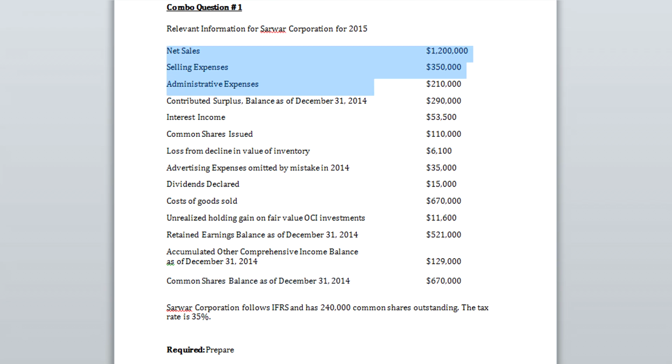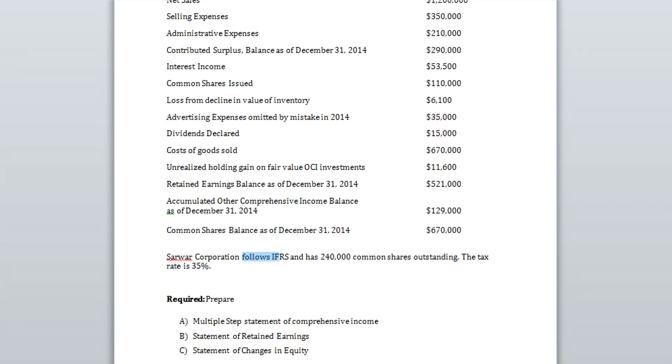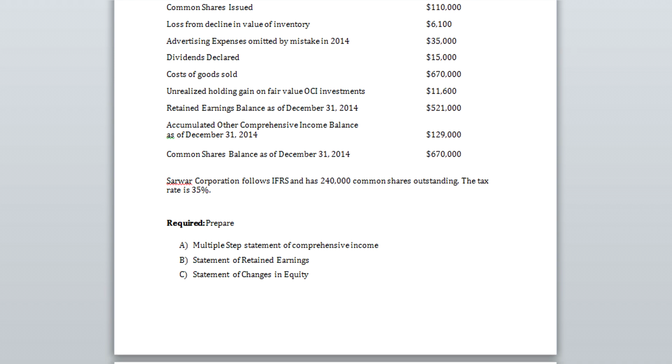So a lot of information. Sabra Corporation follows IFRS, that's key to know, and they have 240,000 common shares outstanding, and the tax rate is 35%. So what we've got to do is prepare a multiple step statement of comprehensive income, a statement of retained earnings, and a statement of changes in equity.